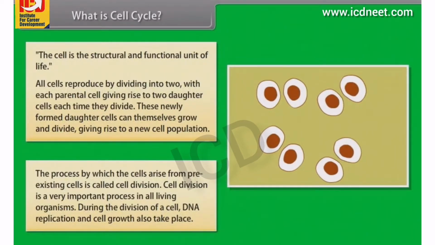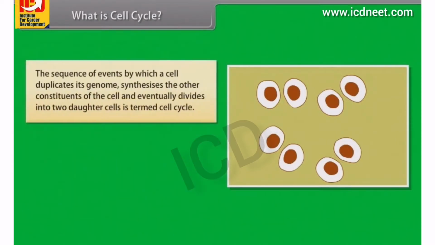Actually, it is a very important process and found in all living organisms. During the division of a cell, DNA replication and cell growth also take place. Now let us know cell cycle. The sequence of events by which a cell duplicates its genome, synthesizes the other constituents of the cell, and eventually divides into new daughter cells is termed as cell cycle.